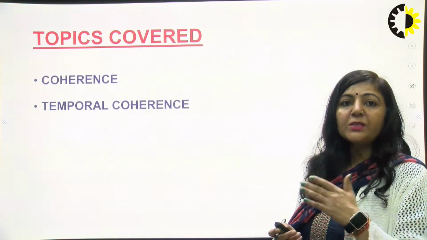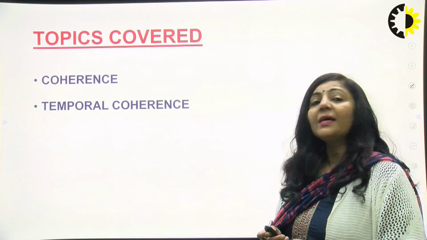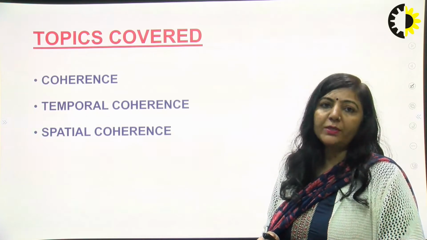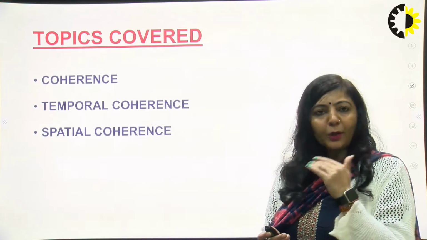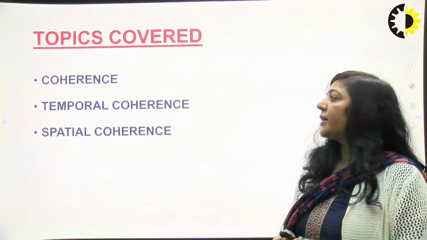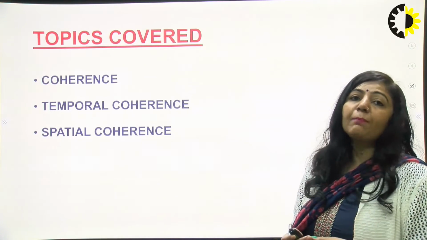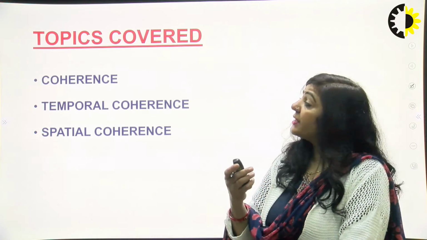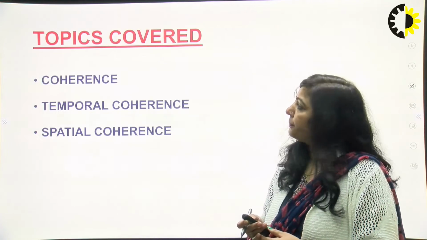The first type of coherence, which is related to time actually, is known as temporal coherence. The second type of coherence is spatial coherence, which is actually related to distance, or coherence in space. So in other words, temporal coherence is coherence in time, whereas spatial coherence is coherence in space. What is the meaning of temporal and spatial coherence, and what are those parameters which decide temporal and spatial coherence, that we will discuss in today's lecture.